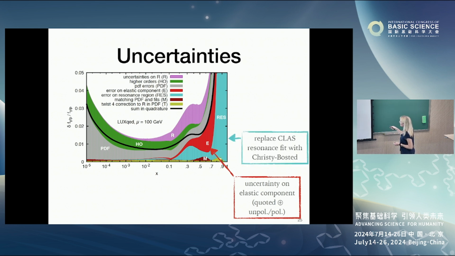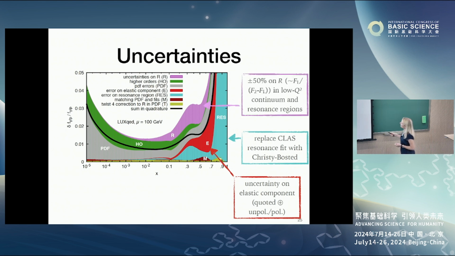For the resonance region, for instance, we use two different fits by two different collaborations. You can use one or the other, and the difference you can use as an uncertainty. And you see this is really dominant here at very large x. There is also an uncertainty associated with what we call R. The FL has the largest uncertainty. R is actually the ratio of FL over F2 minus FL. And this is the uncertainty shown here.